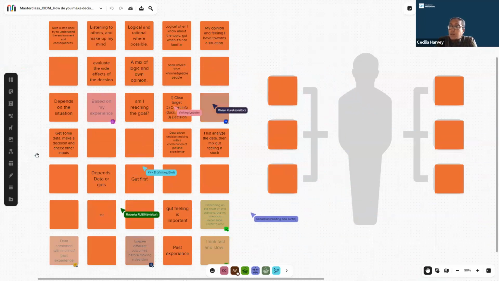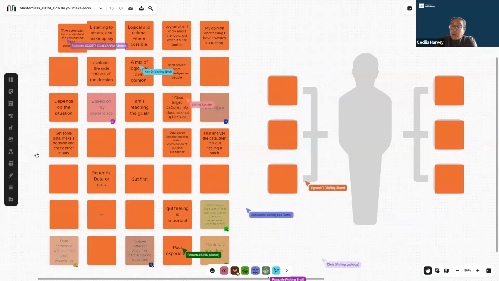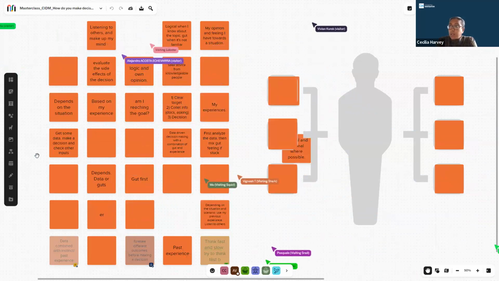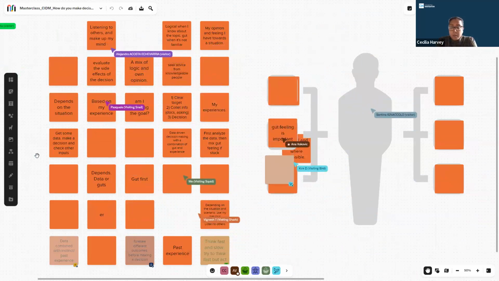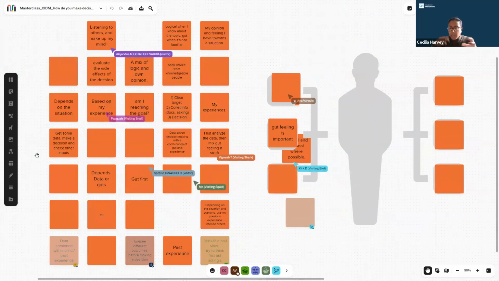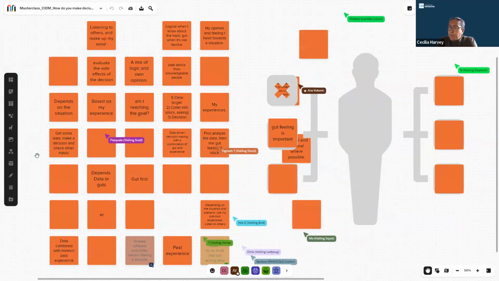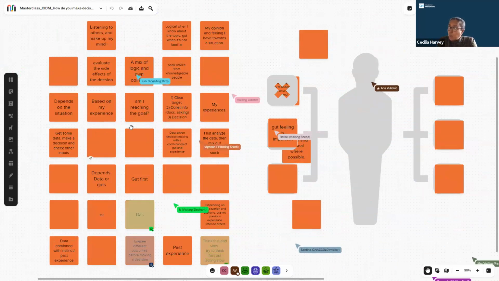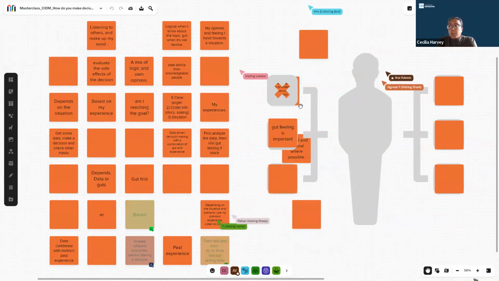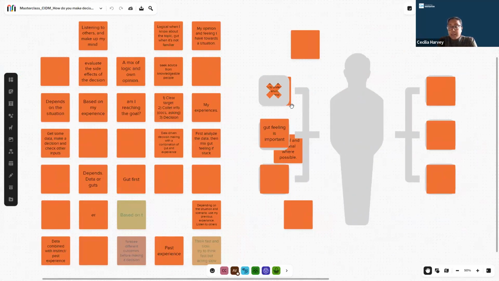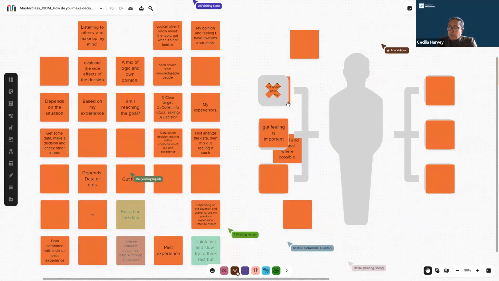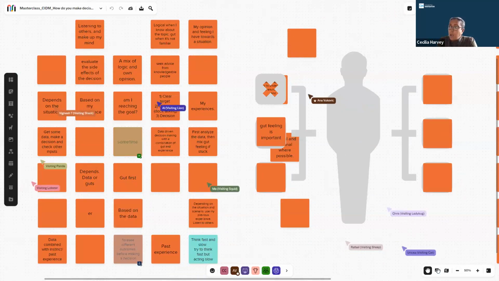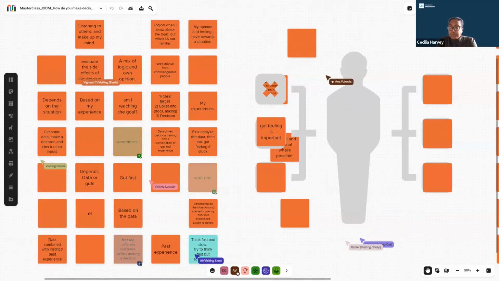Okay, so take a step back, try to understand the environment and the consequences. Yeah, really like that one. Listening to others and make up your mind. So okay, so you get input beforehand. Logical when I know about the topic, and gut when it's not familiar. That's a really interesting one. Probably I identify quite a lot with that one. A mix of logic and my own opinion.